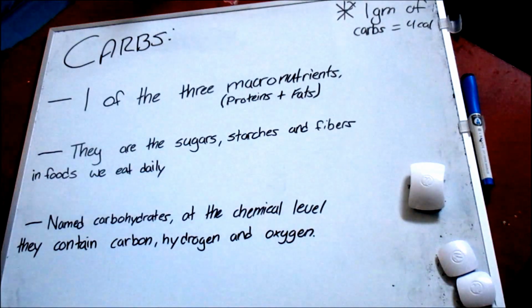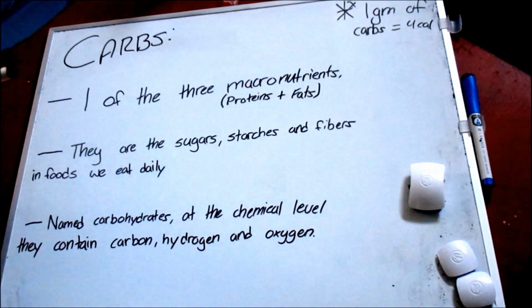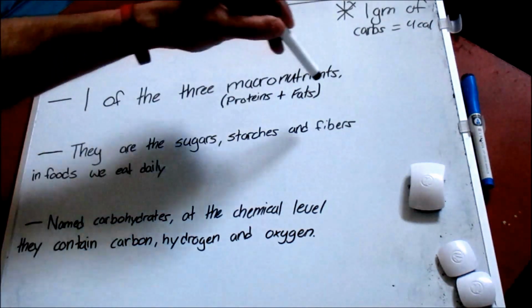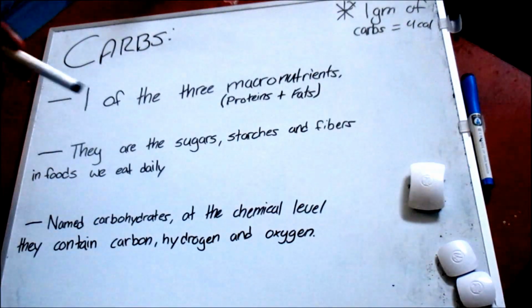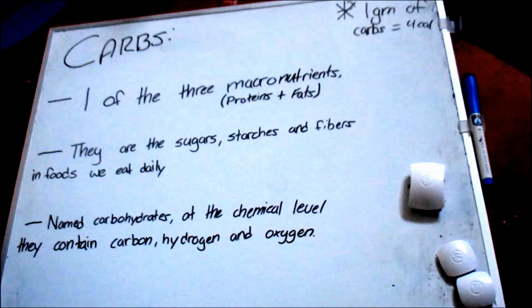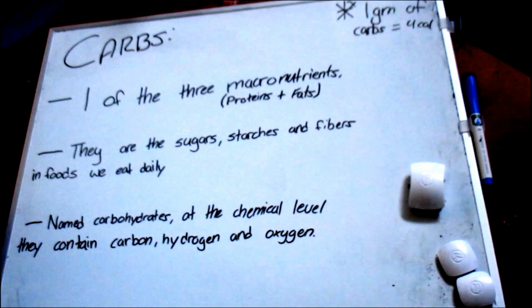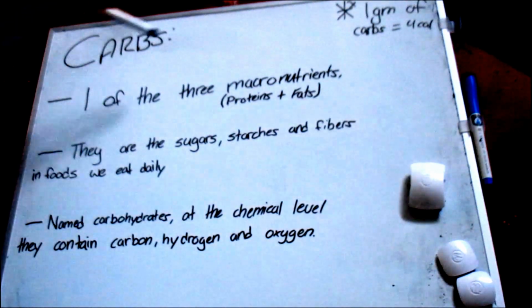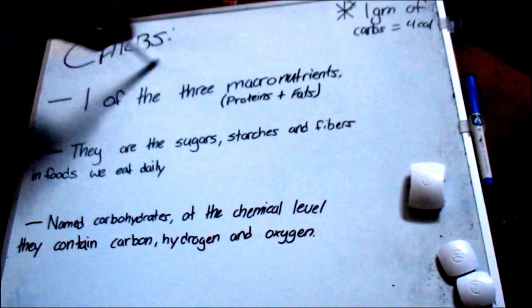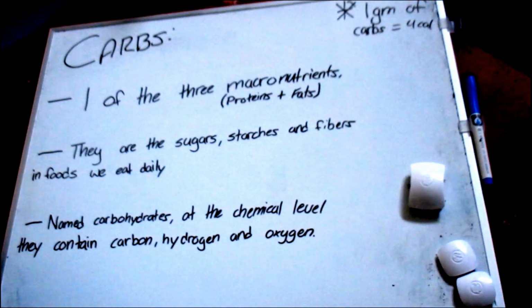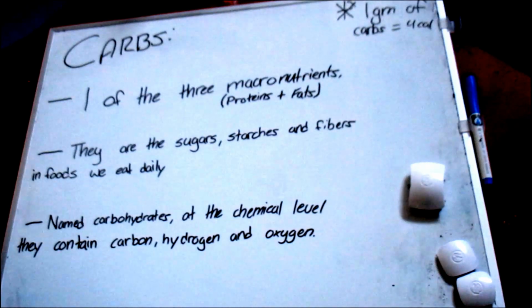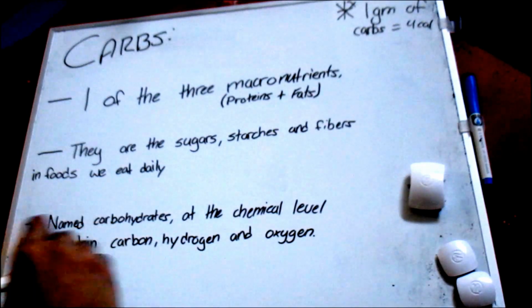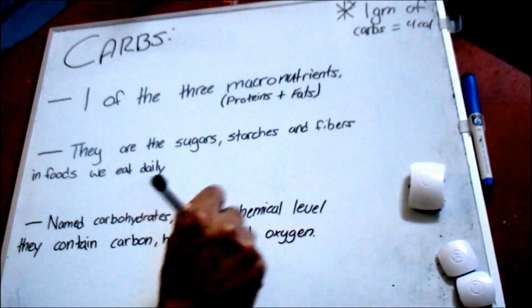The second thing about carbs is they are essentially, not in every case, but essentially the sugars, starches, and fibers that are in the foods we eat every single day. So when you see on the nutritional label sugars and fibers, those are coming from the carbs. That's where you're getting them from. And this one I thought would just be a fun fact for people: the name carbohydrates comes from them containing carbon, hydrogen, and oxygen.